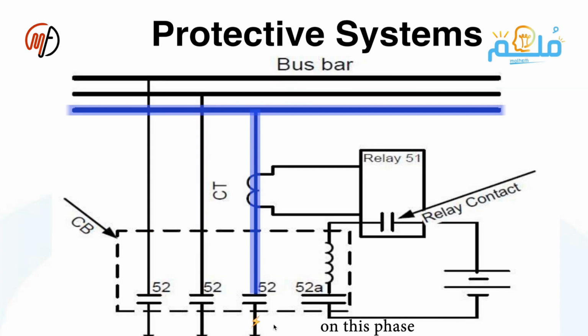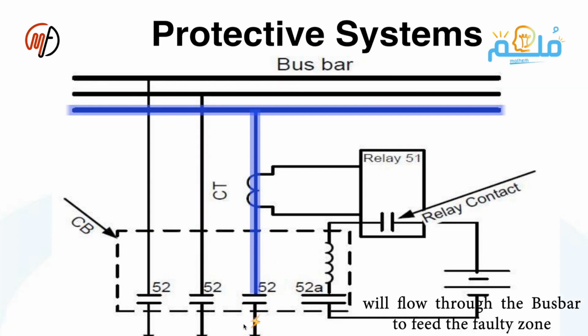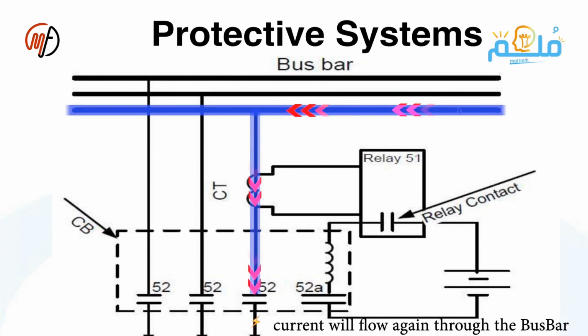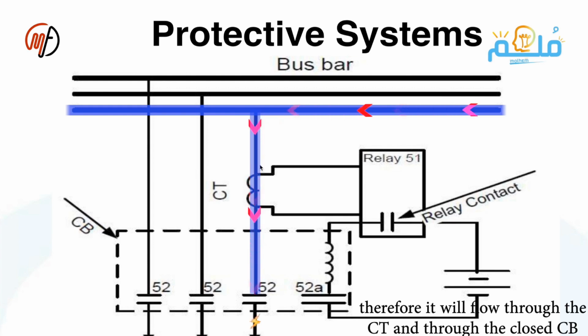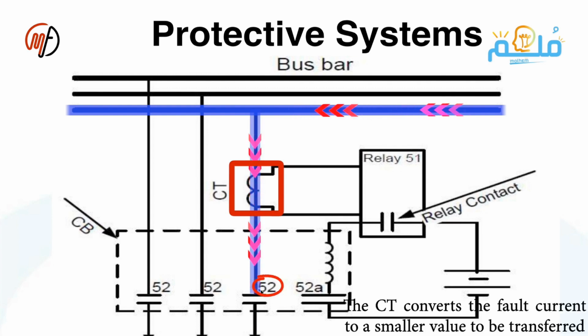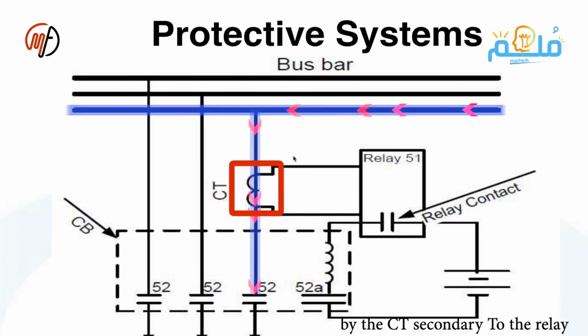Now let's assume that there's a fault on the blue phase. When a fault occurs on this phase, current flows through the bus bar to feed the fault area. The current flows again through the bus bar to feed the fault area, and it will pass through the current transformer, CT. The CT converts the fault current into a smaller value, which is then transmitted through the secondary of the CT to the relay.